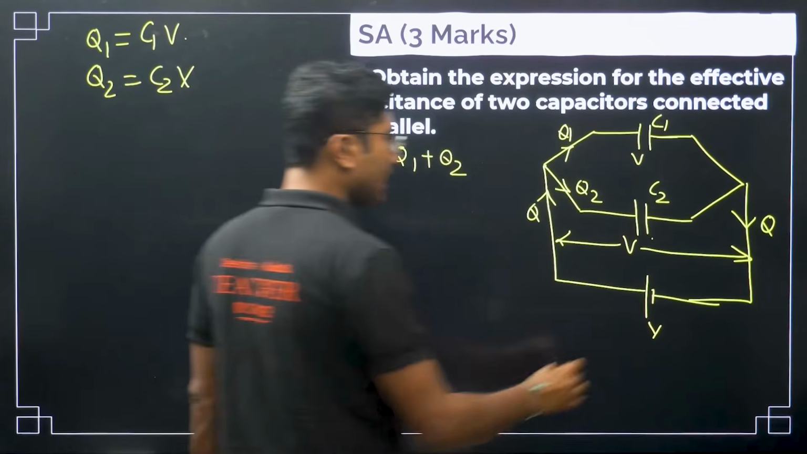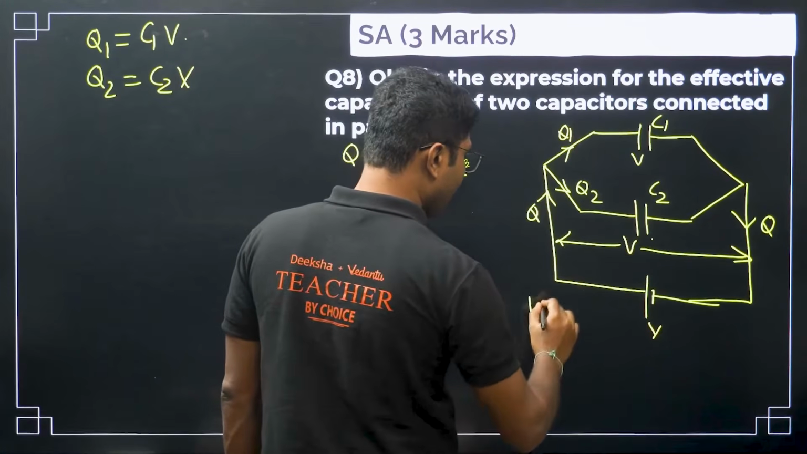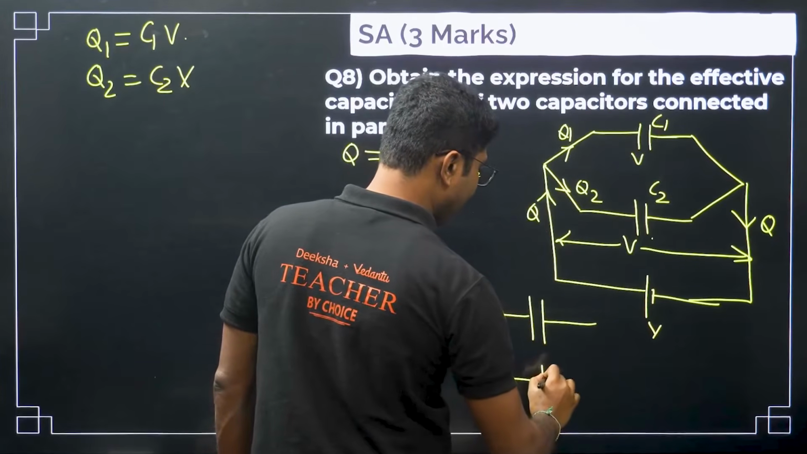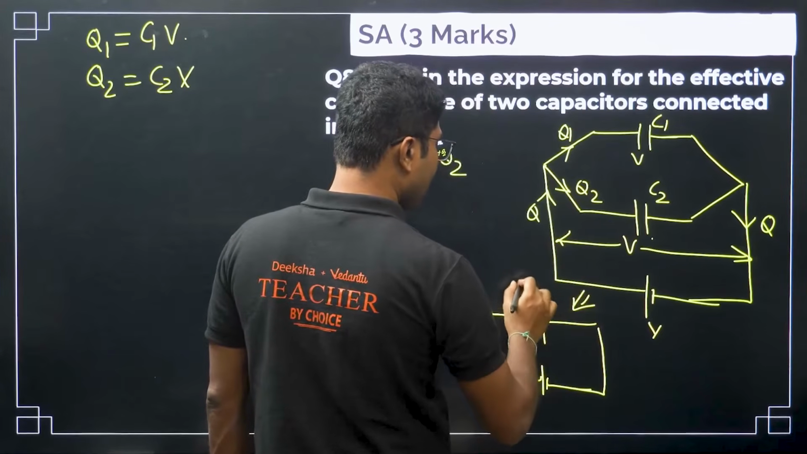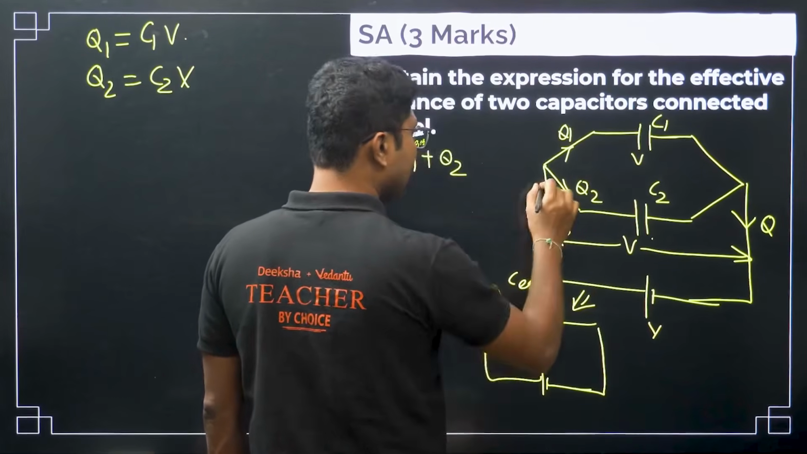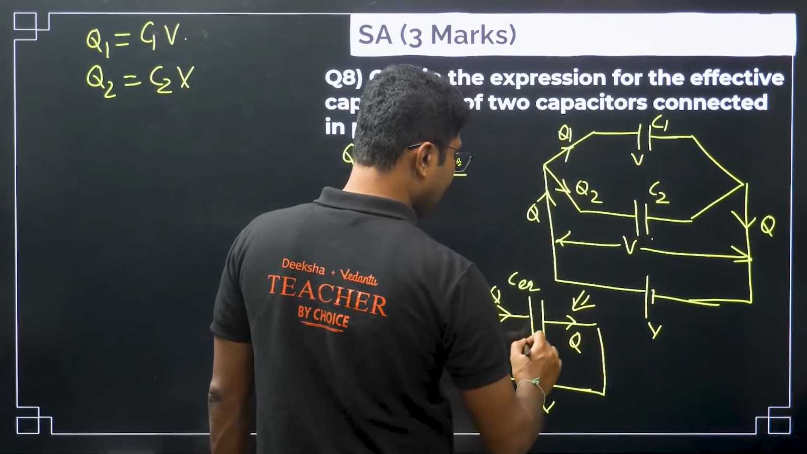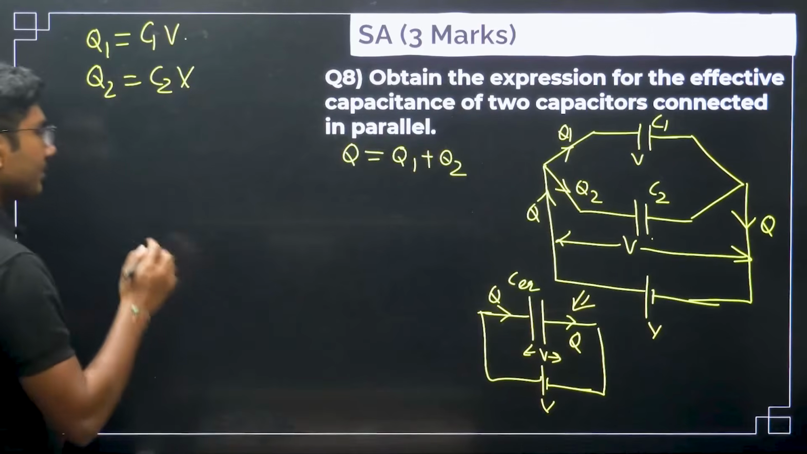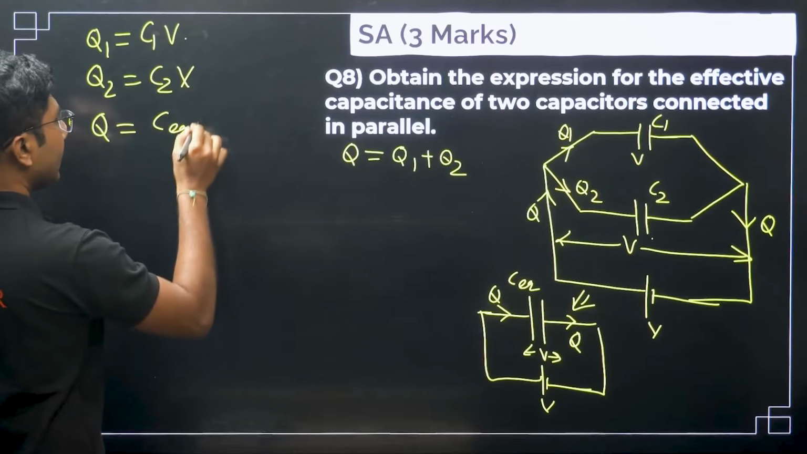And if you draw the equivalent circuit, for any combination it will always be the same kind of diagram. So this is the equivalent diagram, and this is C equivalent. The total charge will be same, right? The voltage applied is V, so same voltage is across this capacitor as well. So from this we can write capital Q equals C equivalent into V.